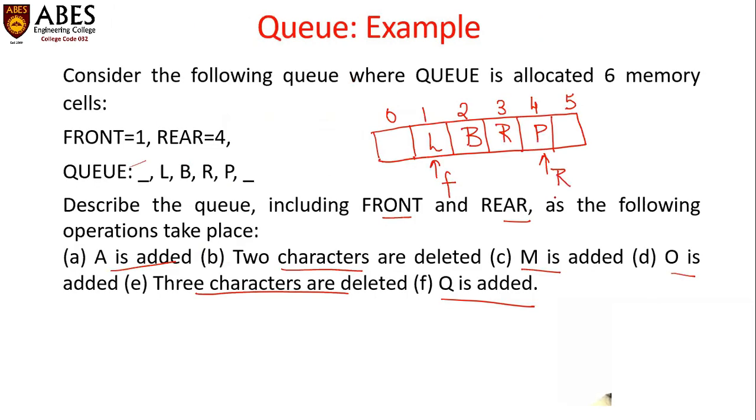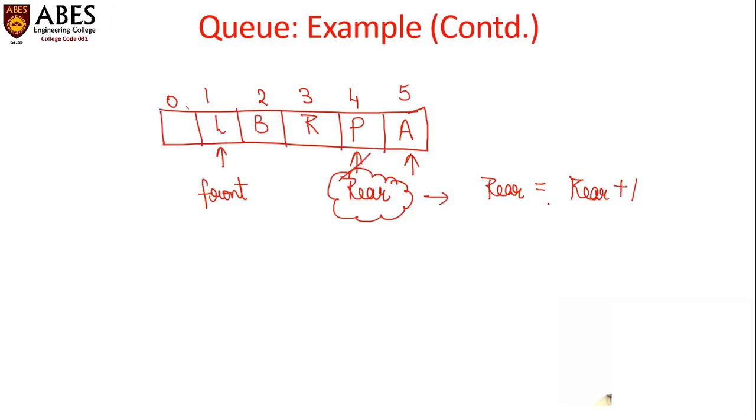Next operation to be performed is 2 characters are deleted. As we know, deletion can take place only from the front end. So we have to delete 2 characters. It means we have to delete L and we have to delete B. Then front will point here.